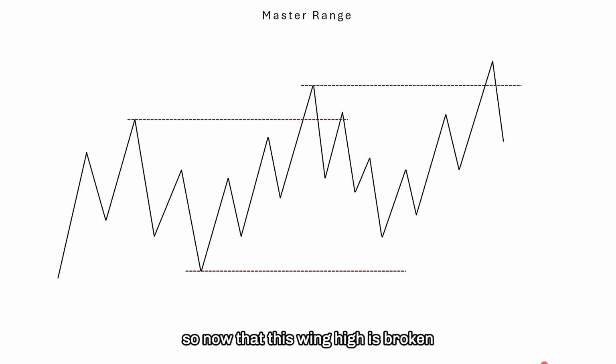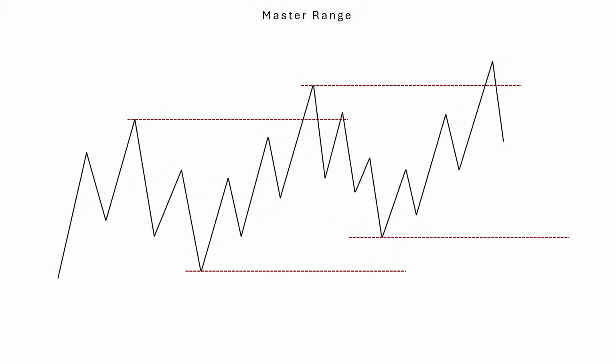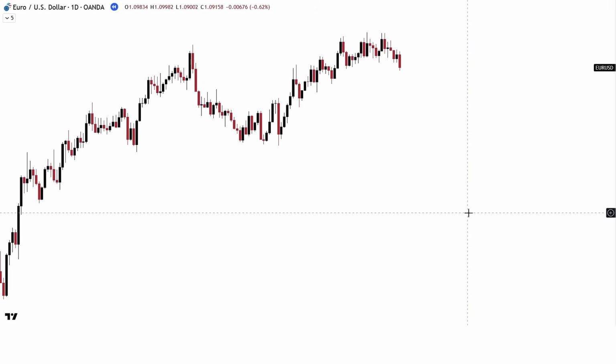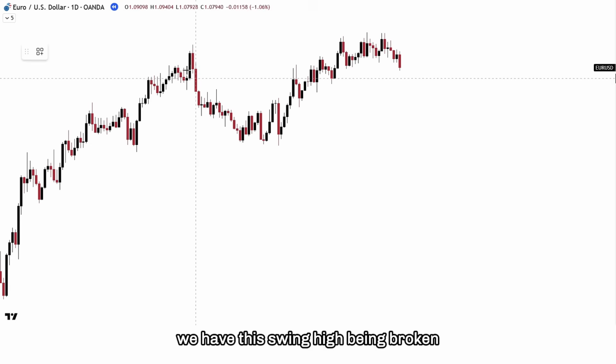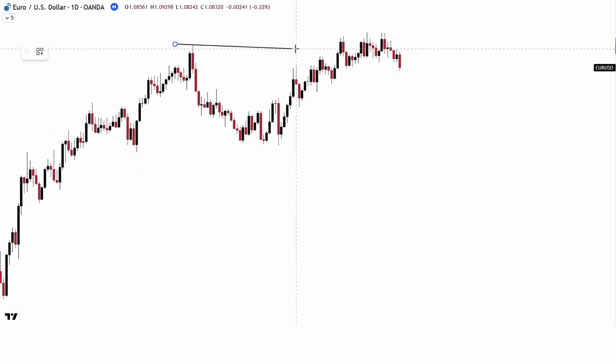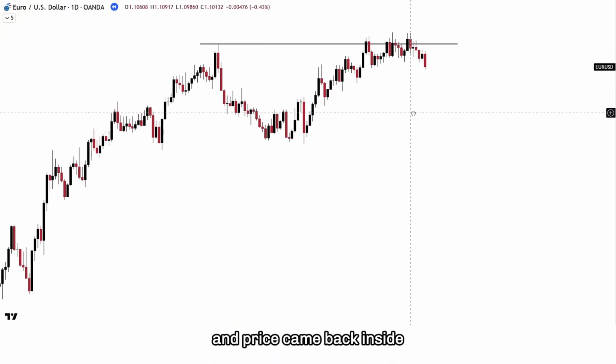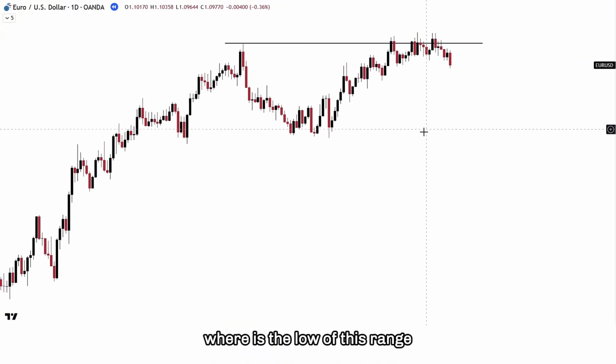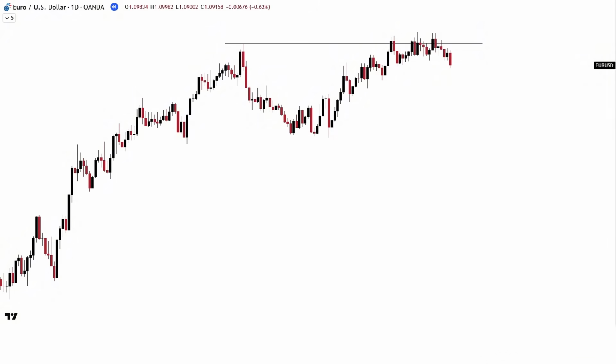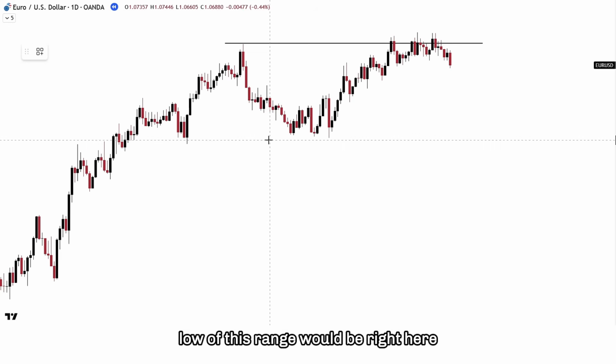So now that this swing high is broken, where is the low of the range? It will be this swing low right here. So what do we have here? We have this swing high being broken. So now that this swing high is broken and price came back inside, where is the low of this range? Low of this range would be right here.